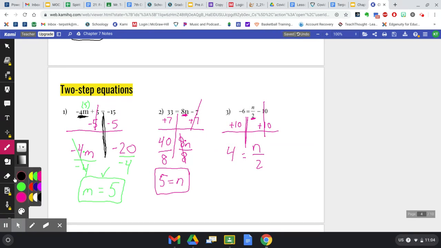So the inverse of division, I'd have to multiply both sides by 2. So that cancels out there. I have 1n. 2 times 4 equals 8. So there are my solutions to the 2 steps. All right.